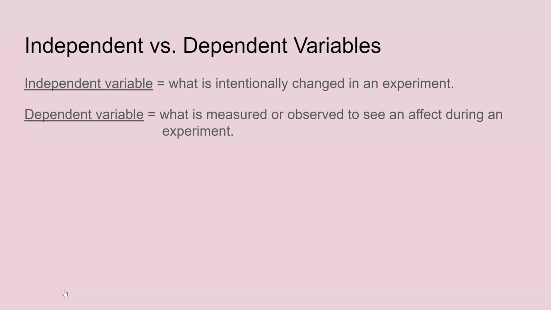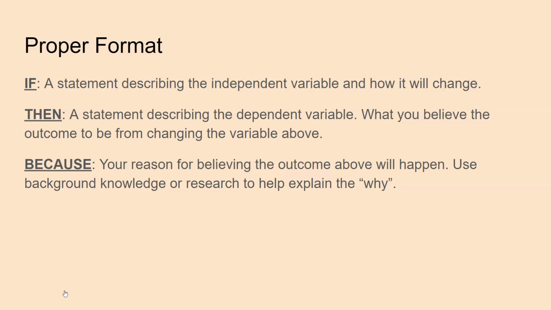There's also the dependent variable, and this is what you are going to measure or observe to see if there was an effect during the experiment. So we're looking at independent versus dependent variables in this upcoming lab. Remember that the proper format for writing a hypothesis is the if, then, because format. Your if statement should be describing what you are going to change and how. This is specifically discussing the independent variable.